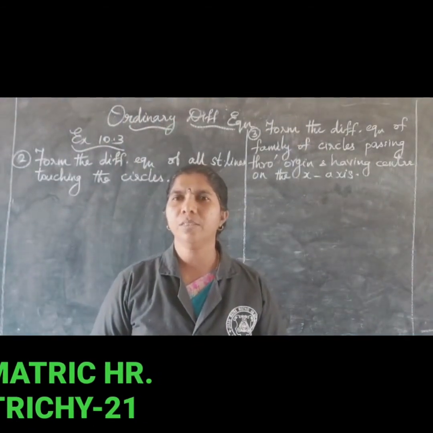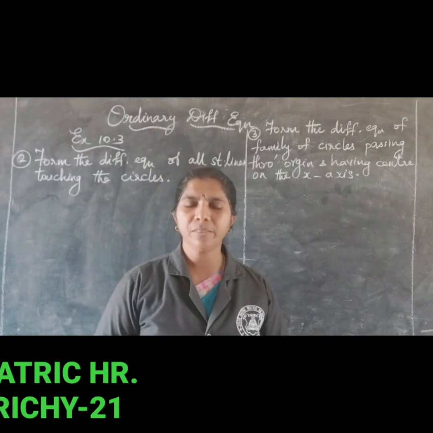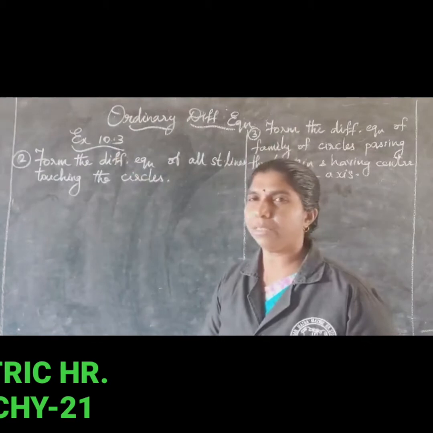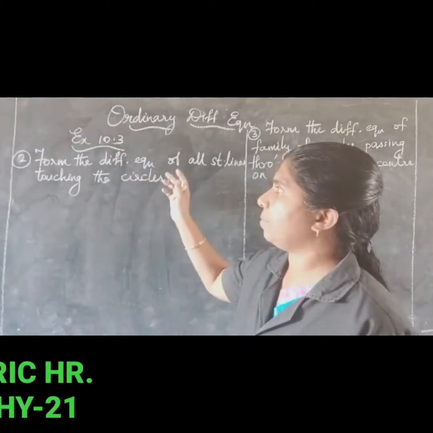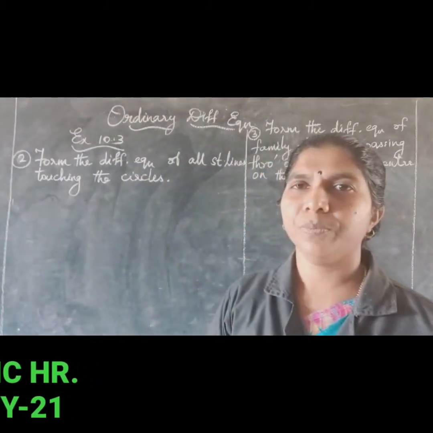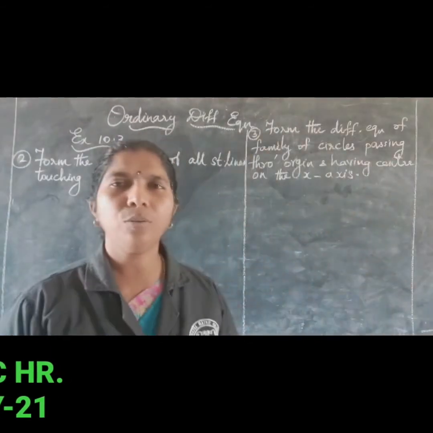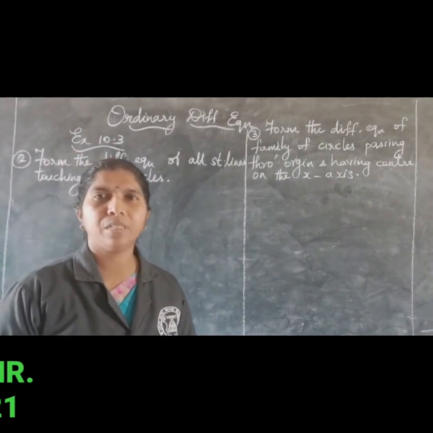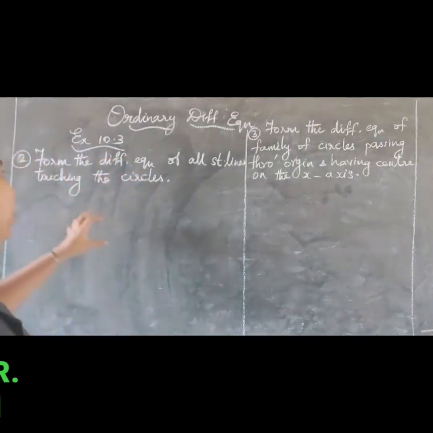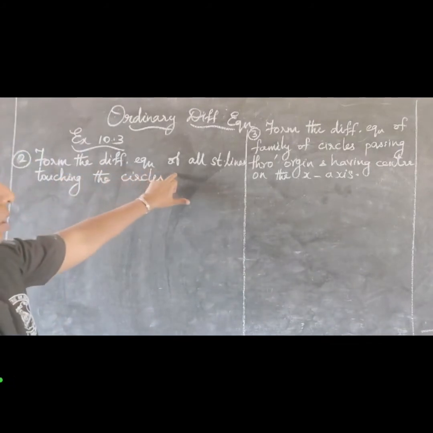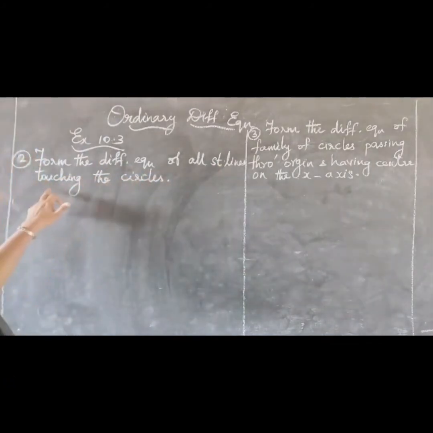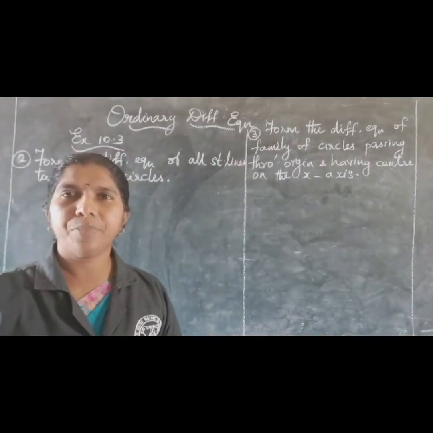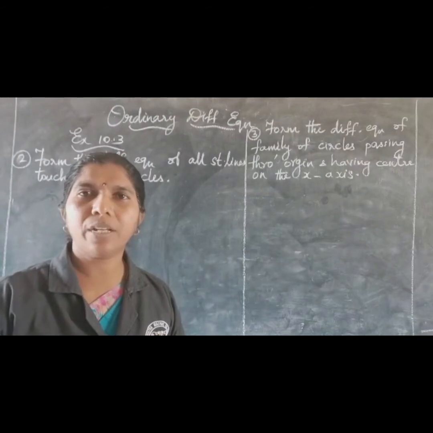Hi students, now I am going to teach 12th standard maths, chapter 10, ordinary differential equations. In that exercise 10.3, question number 2. Today we are going to learn how to form the differential equation of geometrical statements. The second question given is: form the differential equation of all straight lines touching the circles. You know, any straight line touching the circle is called the tangent to the circle.